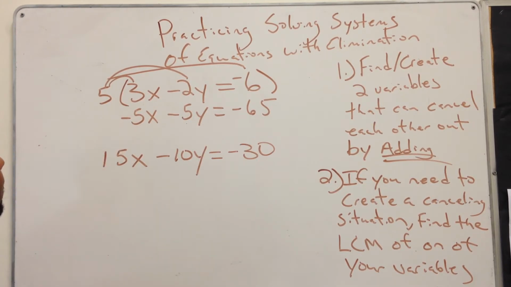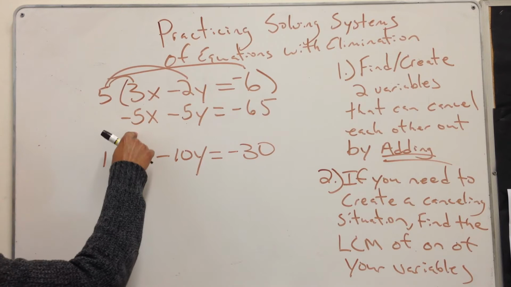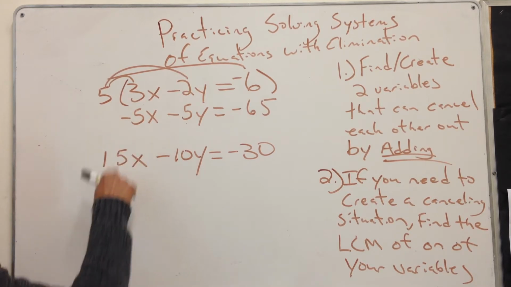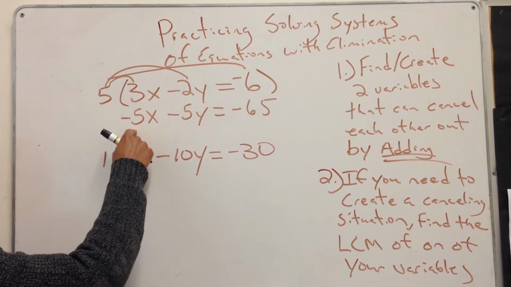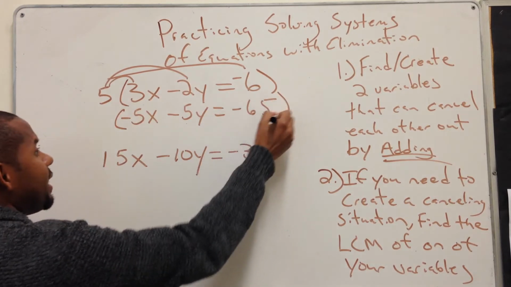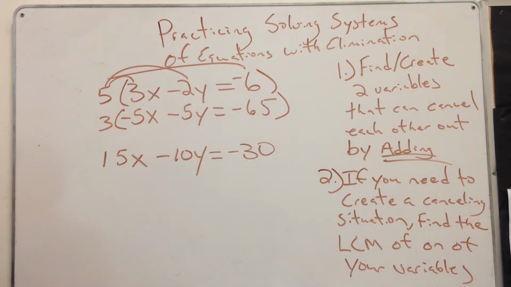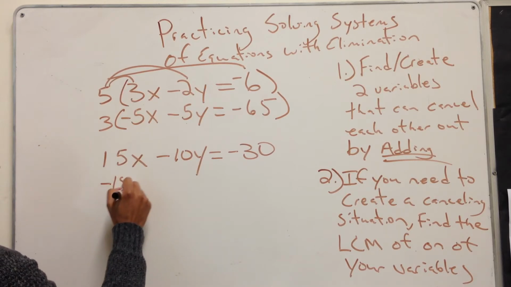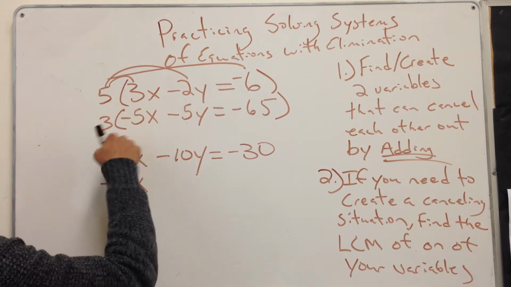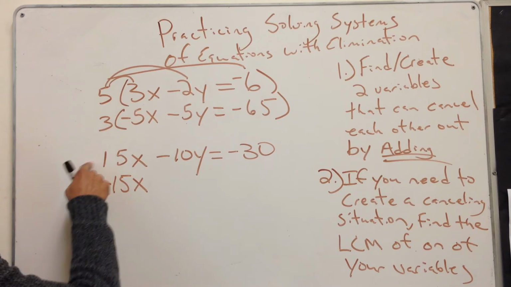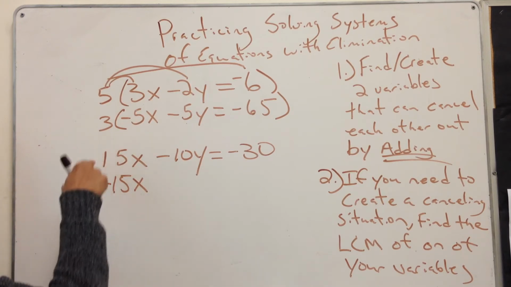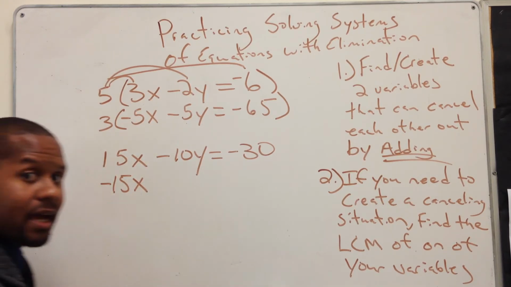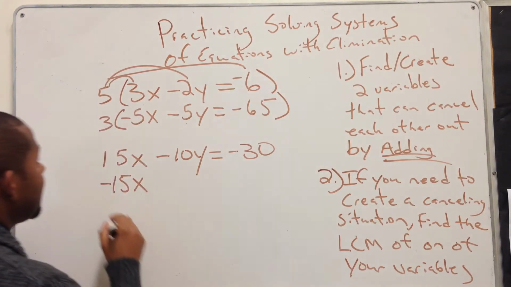On the second one, I want this to become a negative 15. Well, since it's already a negative 5, I just have to multiply everything by 3. So 3 times negative 5x is negative 15x. This is the key. Positive 15 and negative 15 cancel out. That's what I want each time, okay?